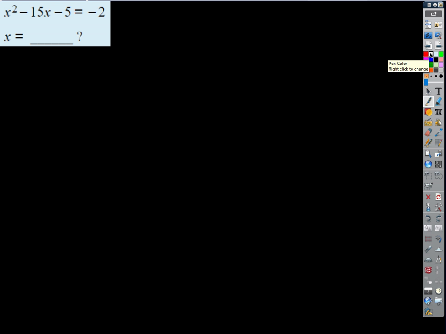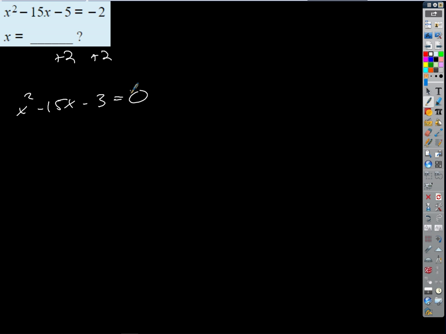Okay, what do I have to do first? Combine like terms, so standard form, add 2x squared minus 15x minus 3 equals 0. Okay, so it's a trinomial. I got 3 terms.